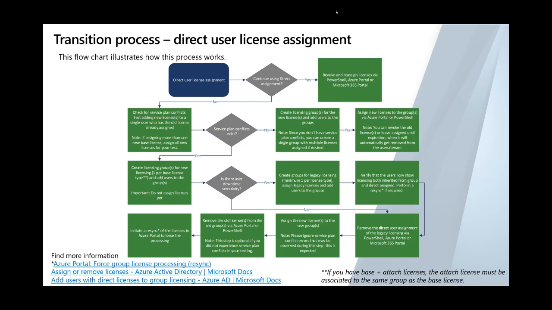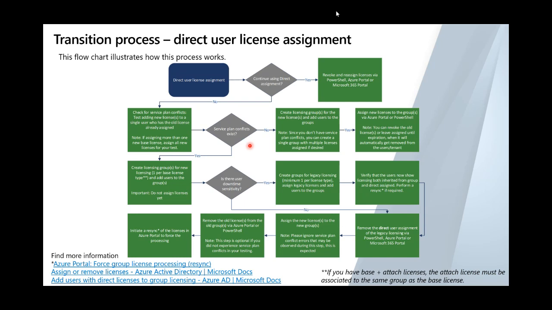If there aren't any service plan conflicts in your testing, then you'd move to the step on the right, where you'd create a new group or set of groups for the licenses that you're transitioning to, and then add the appropriate users to the group. You'd then assign the new license or licenses to the group using the Azure portal or PowerShell commands. Since you don't have any service plan conflicts, you can choose to leave the old licensing assigned until it expires and is automatically removed from the tenant, or you can go through the process of removing it.